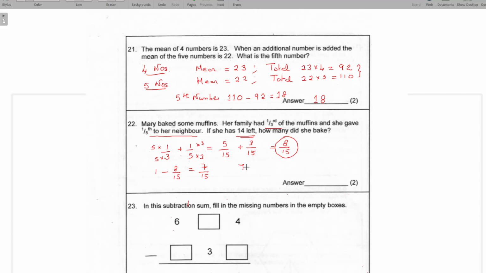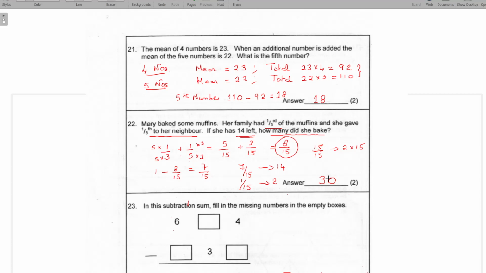So 7/15 is 14. So what is 1/15? You have to divide by 7, which is 2. So the question is asking how many did she bake? So 15/15 is what she made, because that's the whole. So to find that, you multiply the 2 by 15, which is 30 muffins.